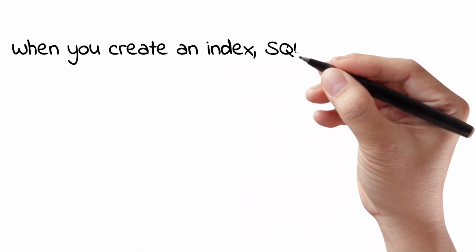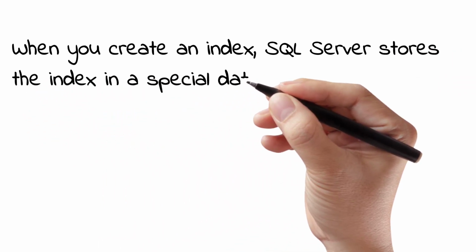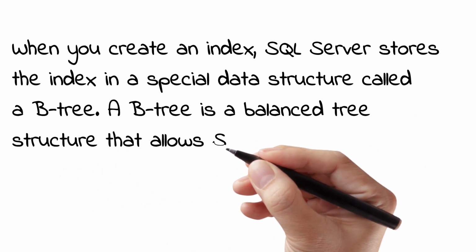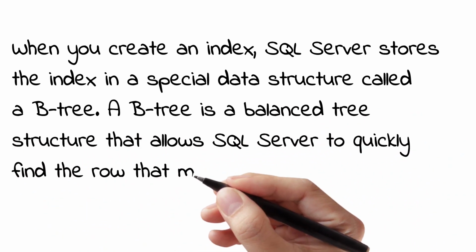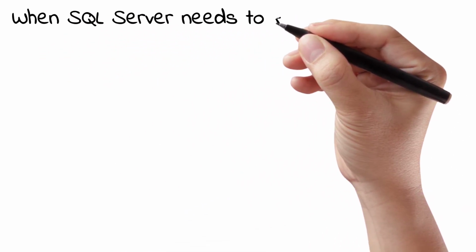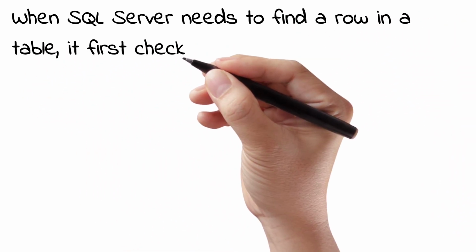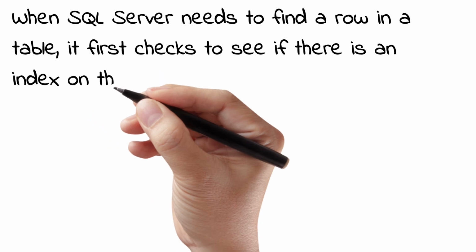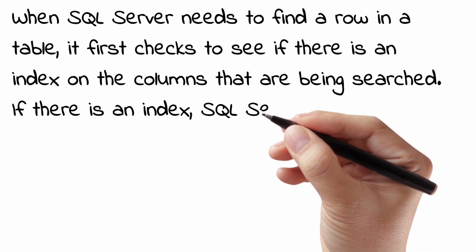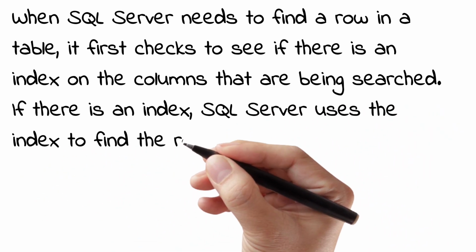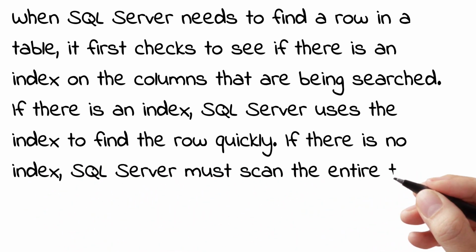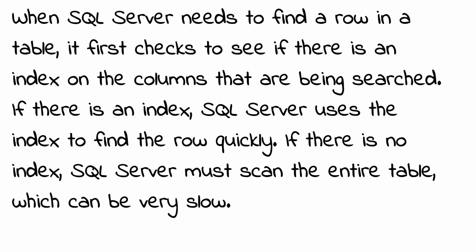When you create an index, SQL Server stores the index in a special data structure called a B tree. A B tree is a balanced tree structure that allows SQL Server to quickly find the row that matches the given value. When SQL Server needs to find a row in the table, it first checks to see if there is an index on the column that is being searched. If there is an index, SQL Server uses the index to find the row quickly. If there is no index, SQL Server must scan the entire table, which can be very slow.